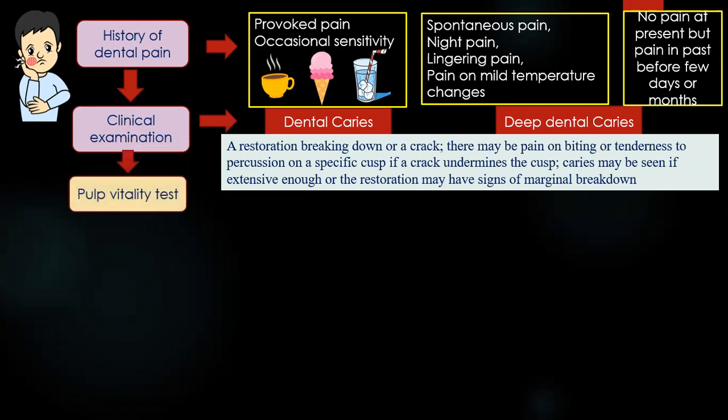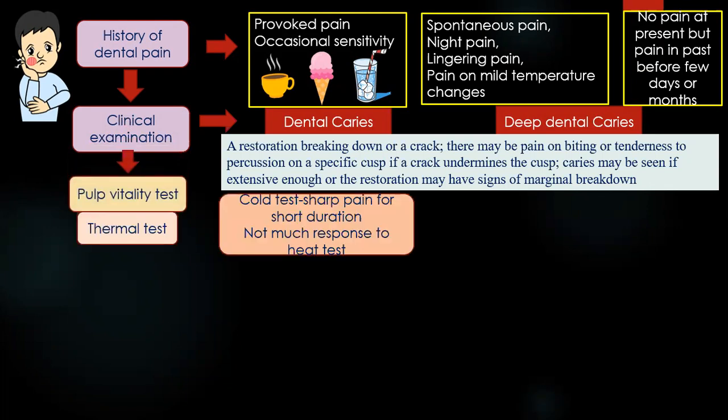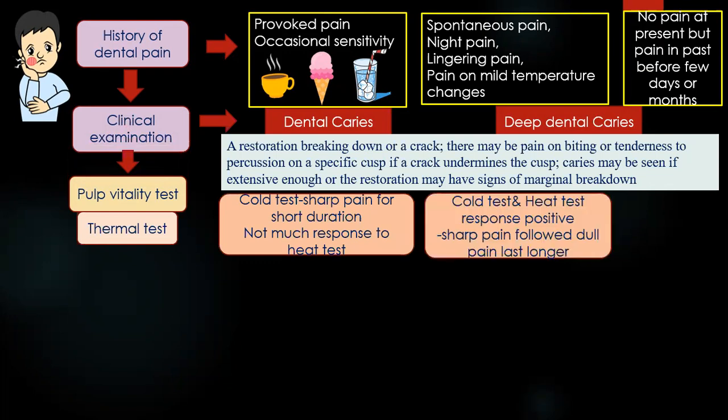Next, we would come to the pulp vitality test, which includes the thermal test and electrical pulp test. In the thermal test, we will get a sharp pain of short duration with the cold test, but we will not have any response to the heat test. We must remember, right? So provoked occasional sensitivity, the dental caries just extending up to the dentine, 1/3 of dentine or enamel. Cold test, we have response for a shorter duration, not much response to heat test. This gives us an idea that okay, we are coming up to a diagnosis of a reversible pulpitis, right?